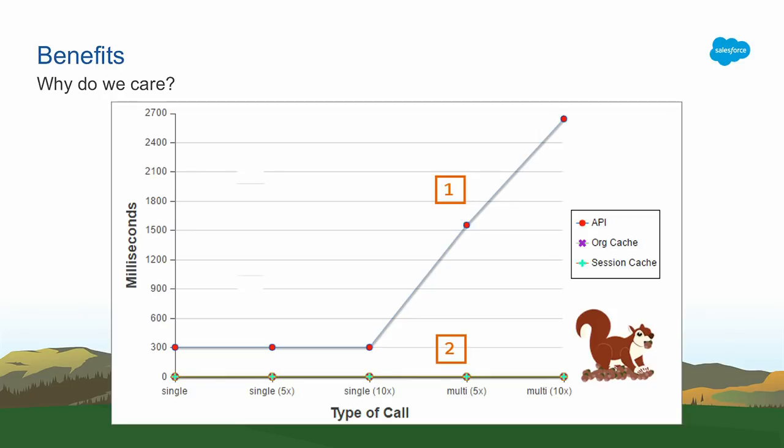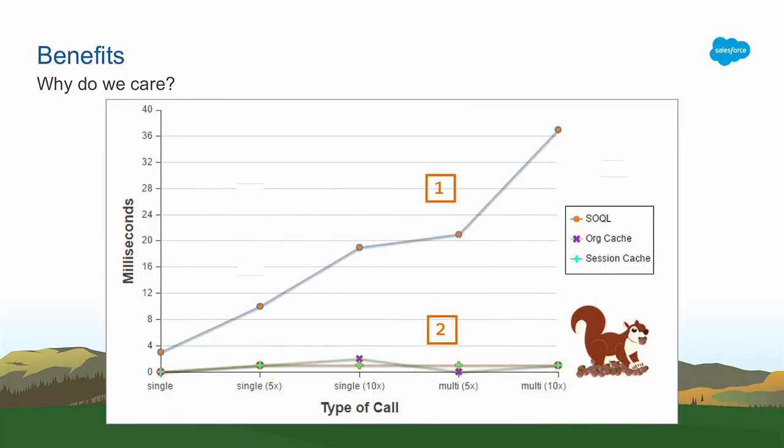And you see that bar with the red dots with the number one next to it going all the way up. The more complex and the more API calls you're making, the longer it's going to take. You might also see the number two there in that straight line on the bottom. That's how long it takes for the same query when calling it from the cache, almost instantaneous.